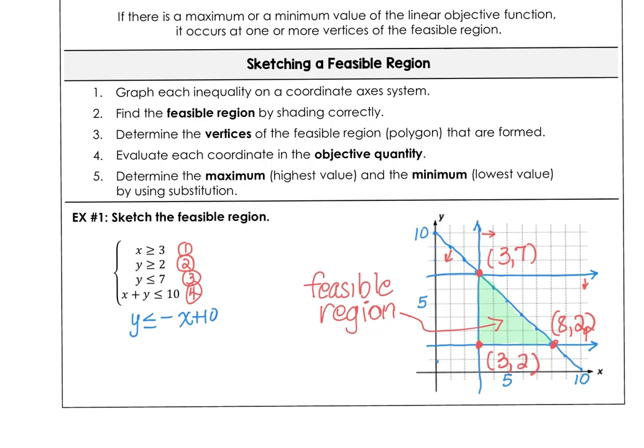Now in this example, we don't have the objective function to finish steps 4 and 5, but we'll see that in our next example.